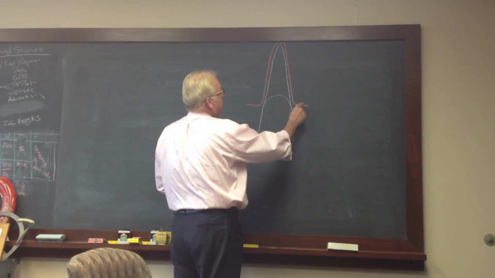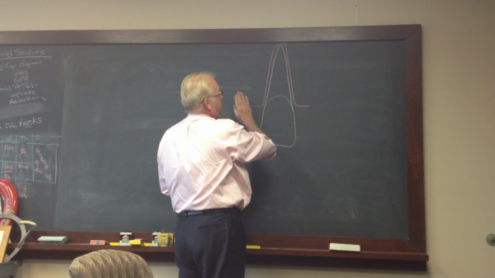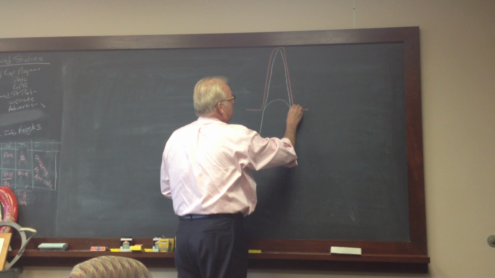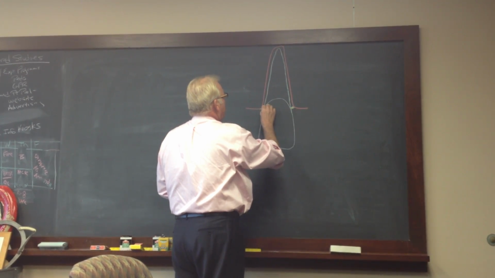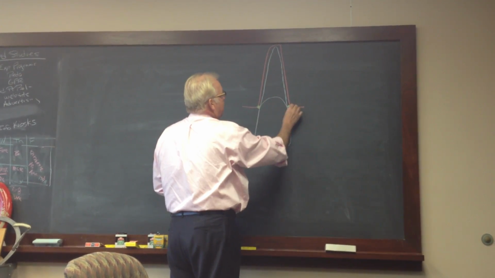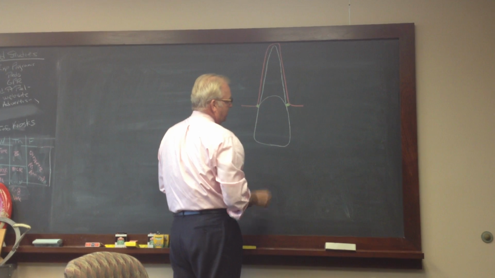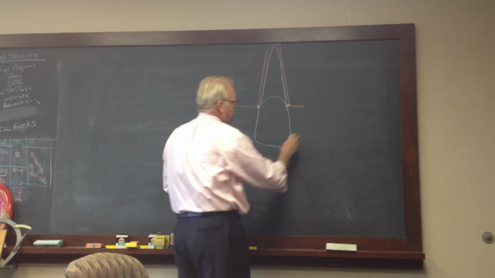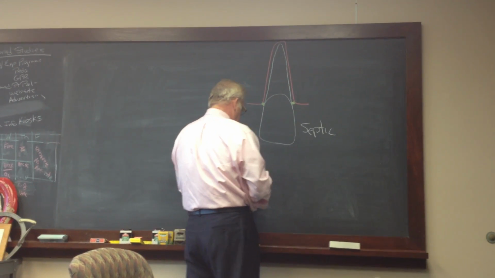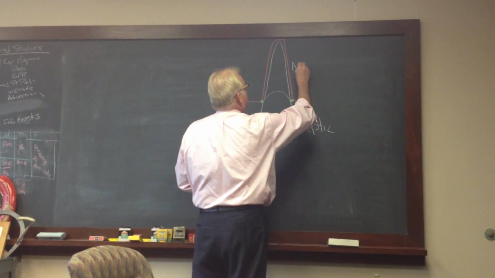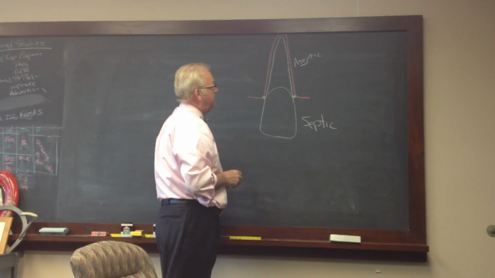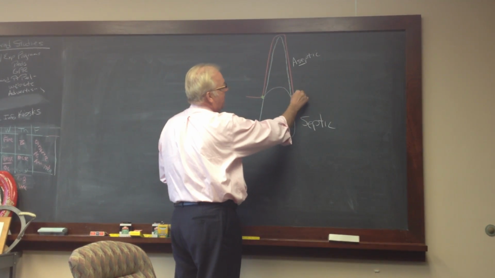I used the red here to draw the socket of the tooth. This is a cross section. Somewhere between the bone and the tooth, we have what we call the periodontal attachment apparatus. And the periodontal attachment apparatus separates the septic area of the mouth from the aseptic area of bone and periodontal ligament. So the tooth is not attached to the bone.